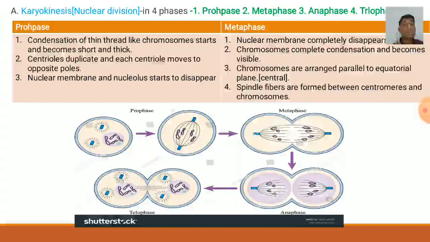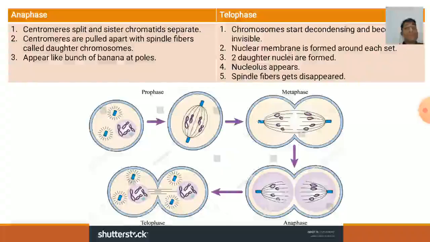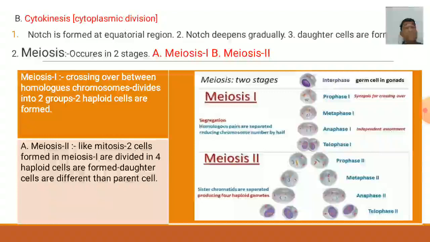In the second phase, metaphase, the nuclear membrane completely disappears. Second, the chromosomes complete condensation and become visible. Third, chromosomes are arranged parallel to the equatorial plane, meaning the central plane. Spindle fibers are formed between the centromeres and chromosomes. It is clearly seen in the figure. Then, after karyokinesis, a notch is formed at the equatorial region. The notch deepens gradually. Daughter cells are formed. In this way, mitosis is completed.